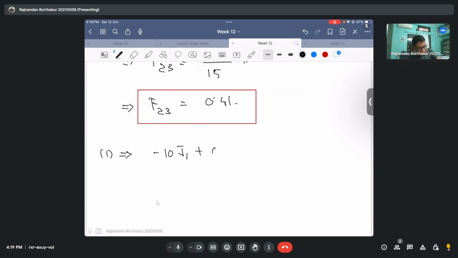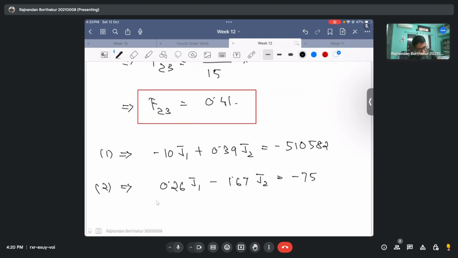You can do this easily at your end. You just need to substitute values and simplify it. That's it. It is minus 10 J1 times 0.39 J2, and this is equal to minus 510,582. This is my first equation, and my second equation simplifies to something like this: 0.6 J1 minus 1.67 J2, and this is equal to minus 7536. Okay, let's say this is equation 3 and this is equation 4.